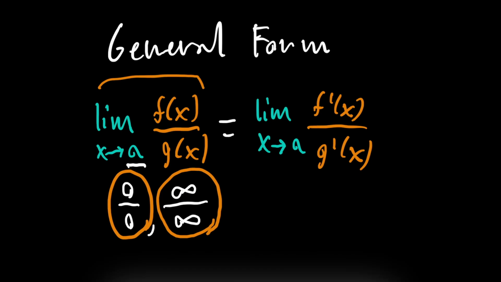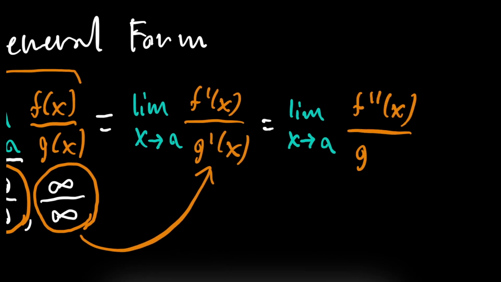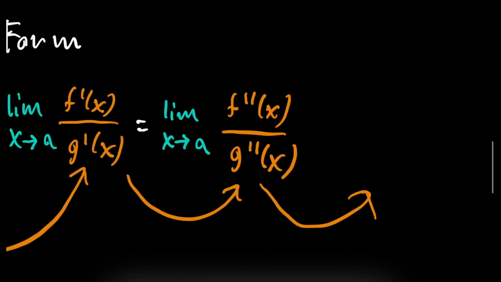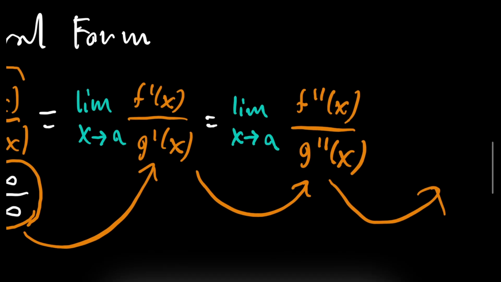However, if you see one of these indeterminate forms in this expression over here, you can apply L'Hopital's rule again. And as such, this expression would also be equivalent to the limit as x approaches a of f double prime of x over g double prime of x. You could keep applying this rule over and over again until you get a form that's not either infinity over infinity or 0 over 0. Let's see a couple of examples now.